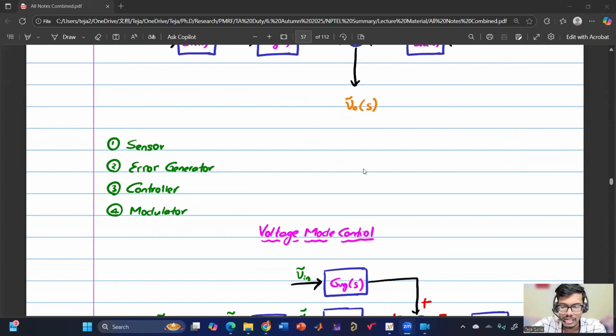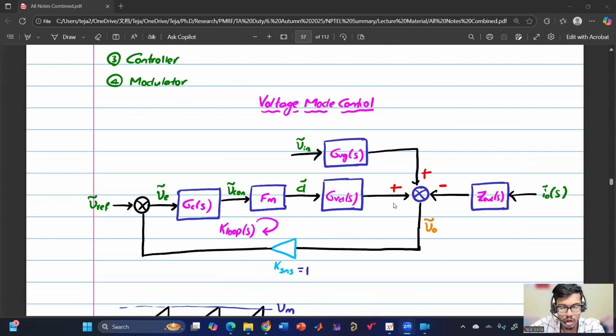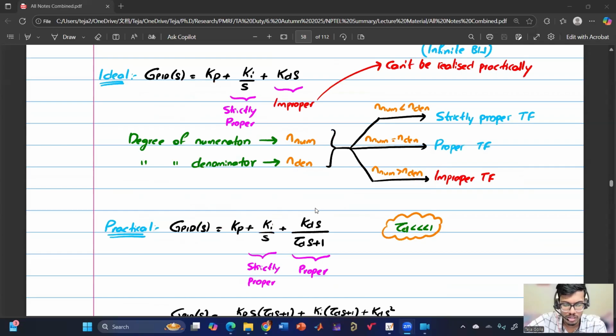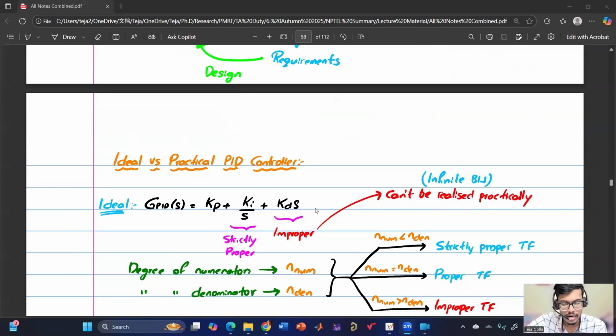and then we have started designing the controller. So in the voltage mode control, how the loop will be closed, and we are doing the loop shaping approach. So the loop transfer function has to be considered, and then if you do pole zero cancellation, how the controller gains will look. And we have also discussed one important aspect, which is the ideal versus practical PID controller, because an ideal PID controller cannot be implemented because it has an improper transfer function.